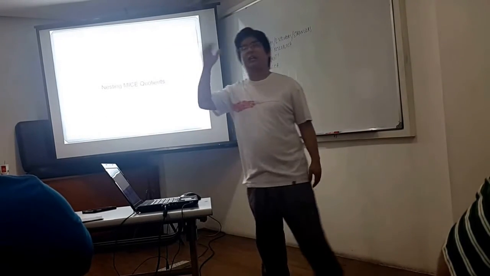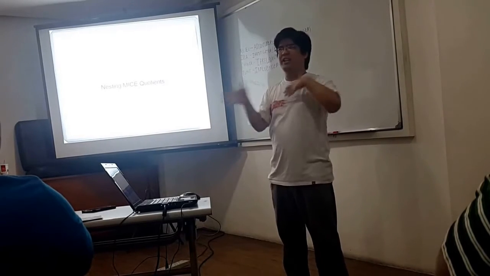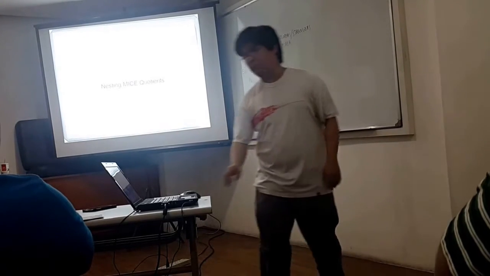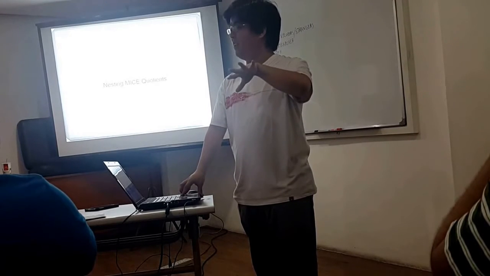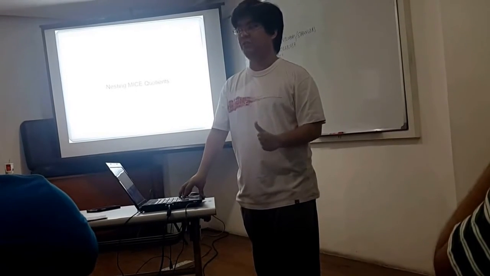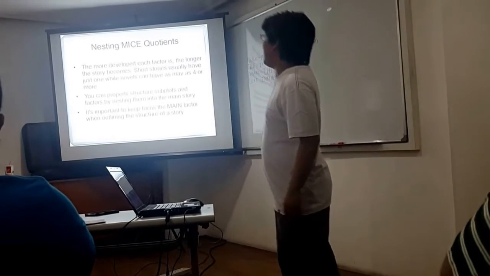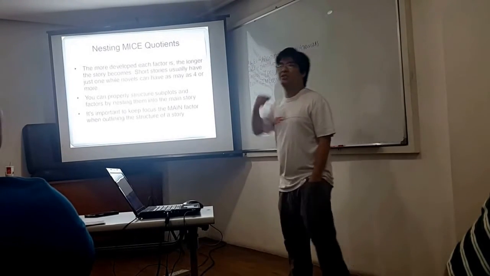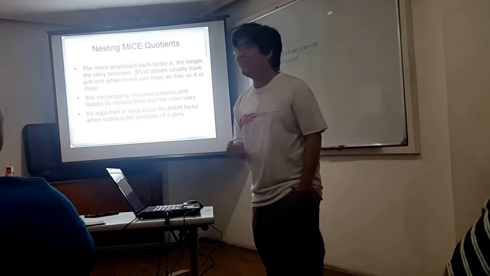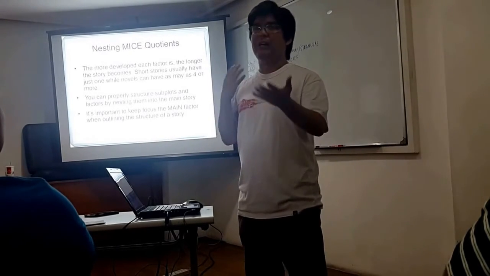You guys have mentioned a lot about, oh, in this story, there's a lot of stories inside it. How do you do that? That's the concept called nesting, or nesting a story within another. It's a mini story, but inside the mini story is a character story, or it's an event story, but inside it's a mini story or a character. It's about nesting it. Now you have to remember one thing: the more developed each factor is, the longer the story becomes.